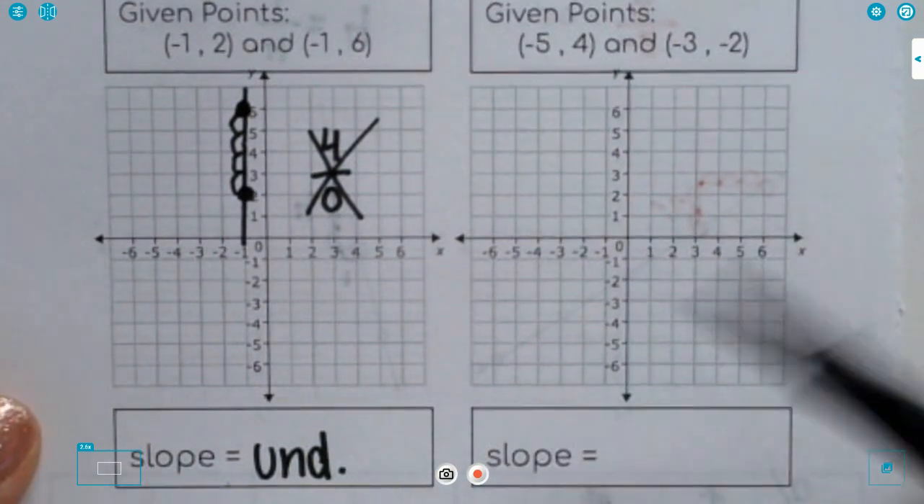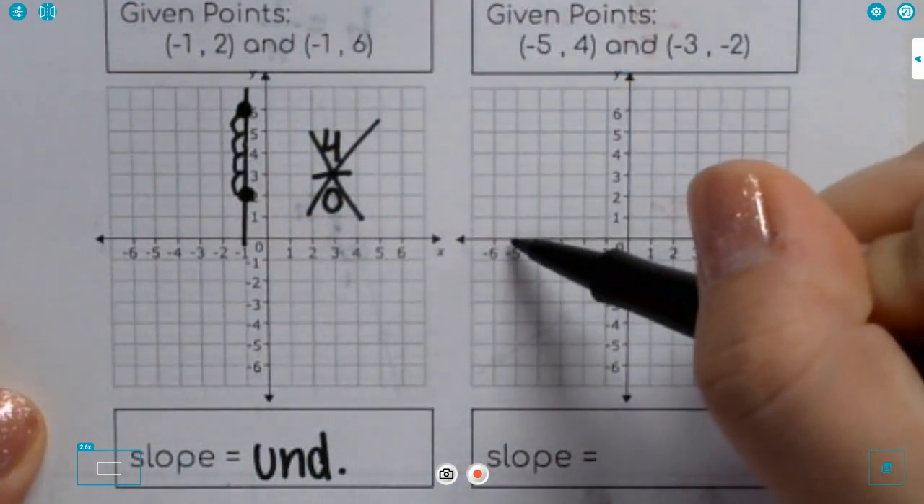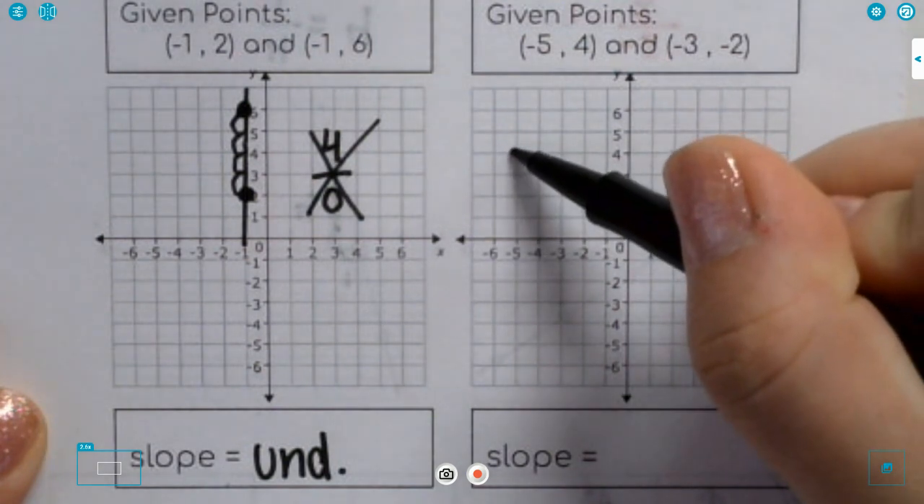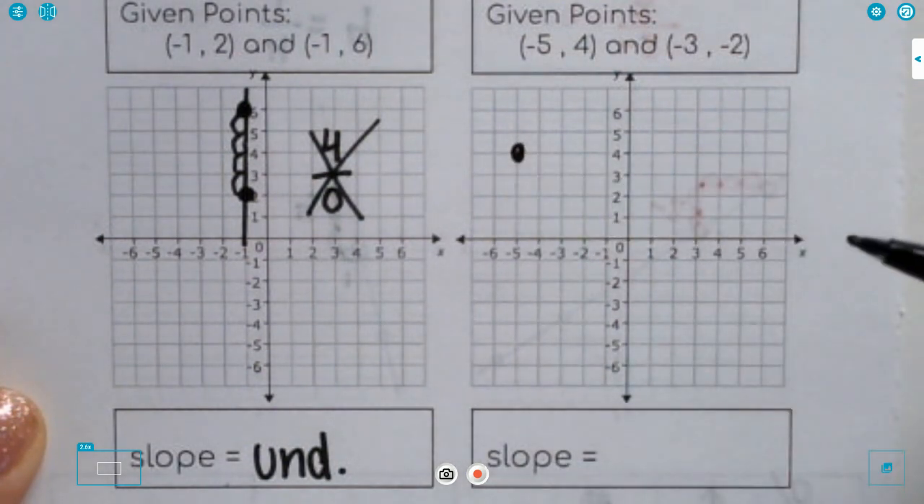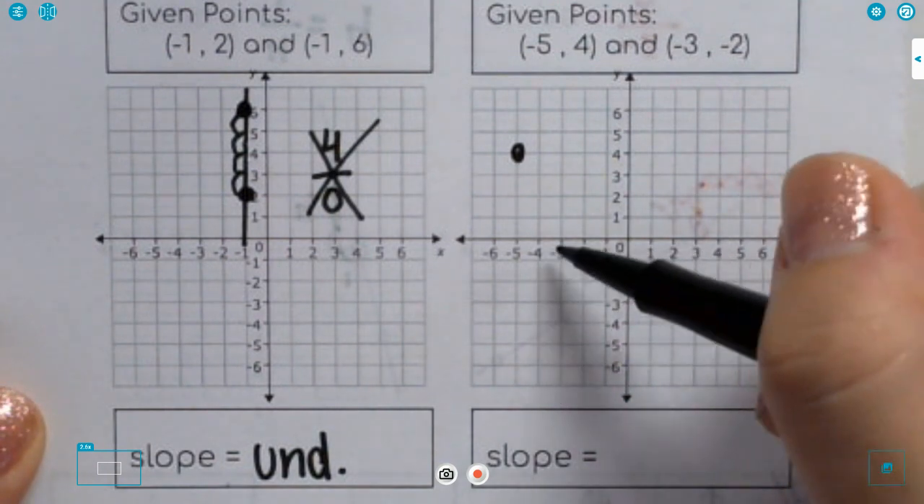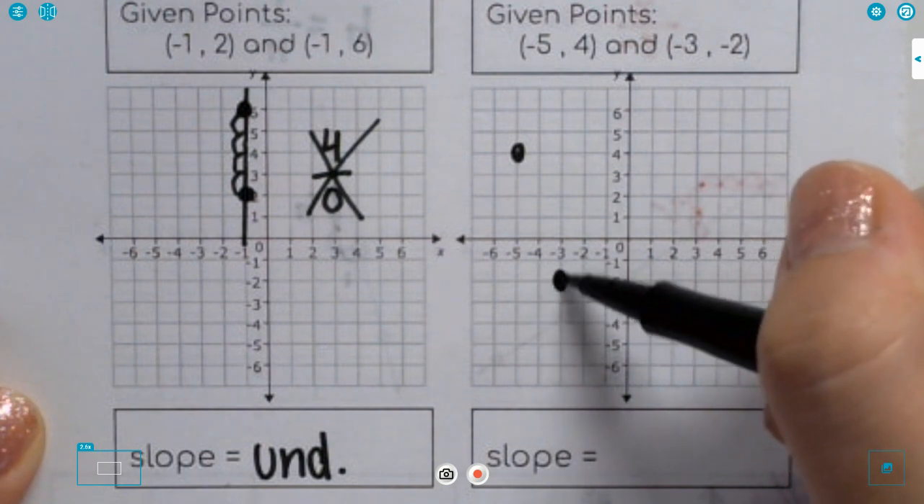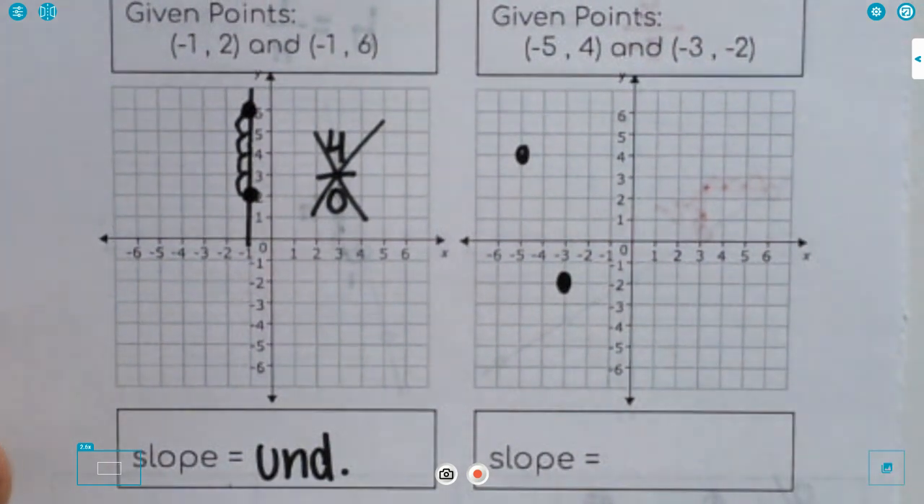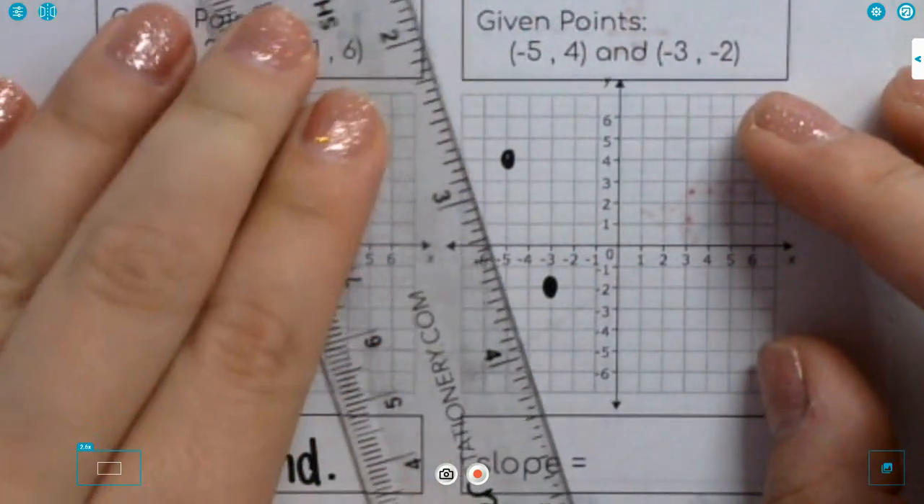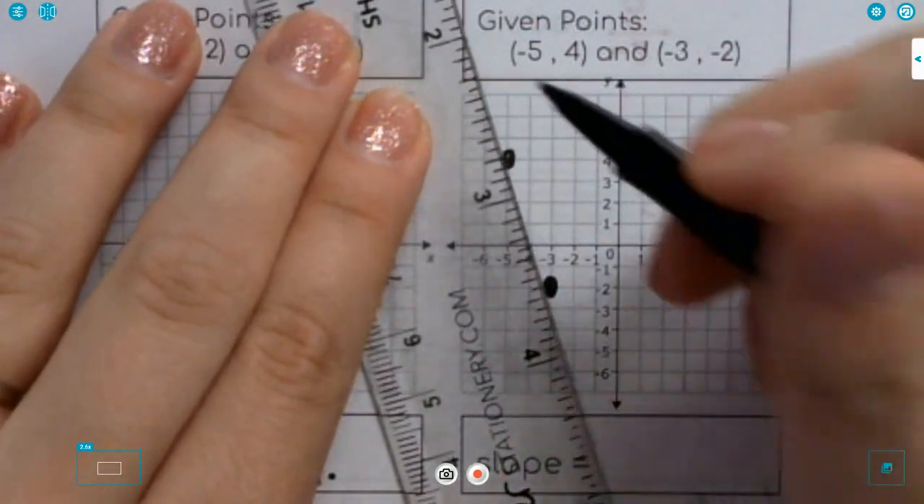Hey, last one. -5, 4. So I start at 0, 0. I need to go left 5, up 4. And then -3, -2. So I go left 3, down 2. Okay. We're going to connect these.